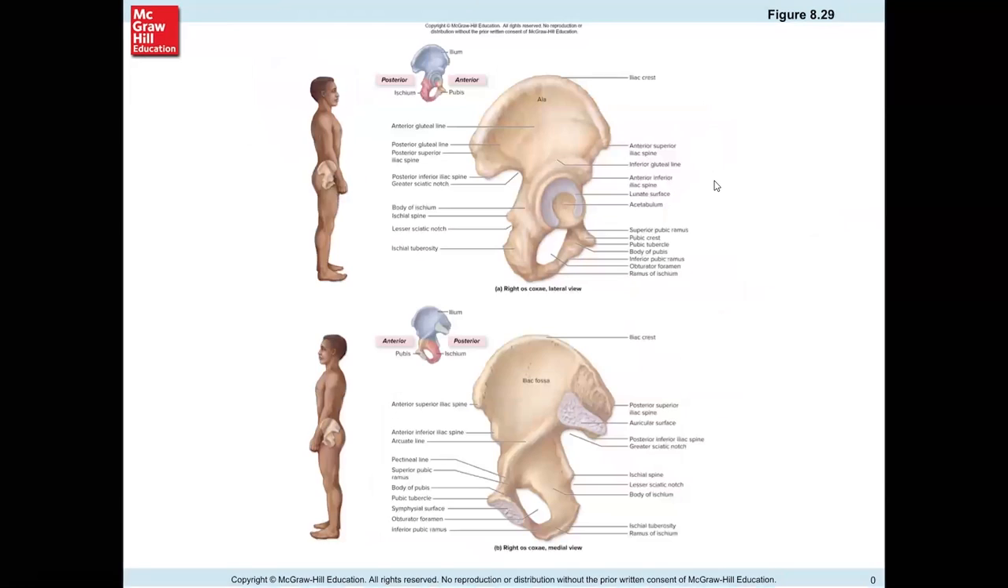Okay, so let's look here. This picture is trying to show you, well, I don't think you need to know all of it, but you need to know ilium, you need to know ischium, and you need to know pubis. And I'm not worried about the notches or any of that kind of stuff.